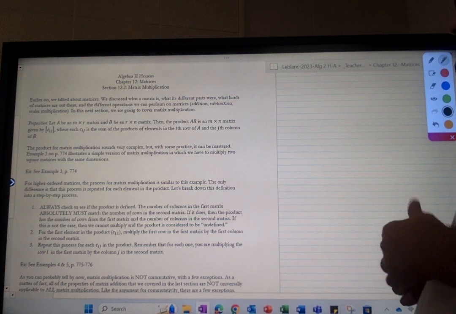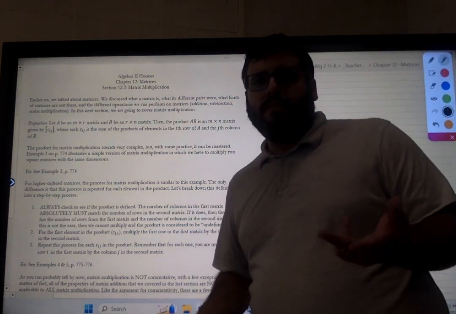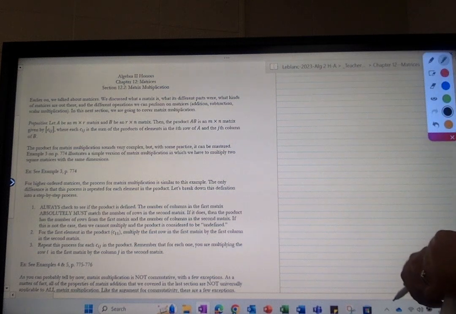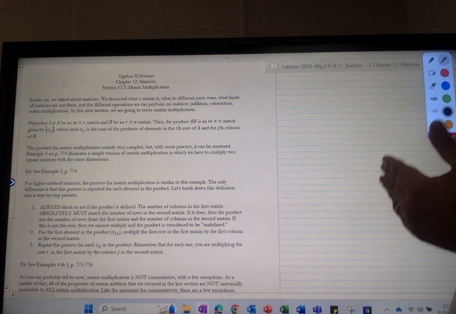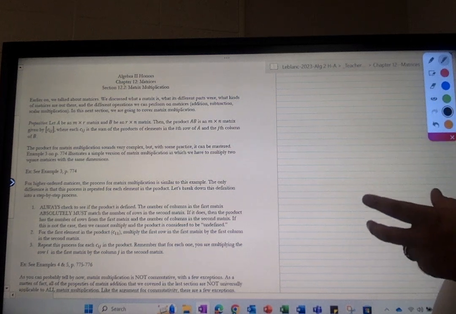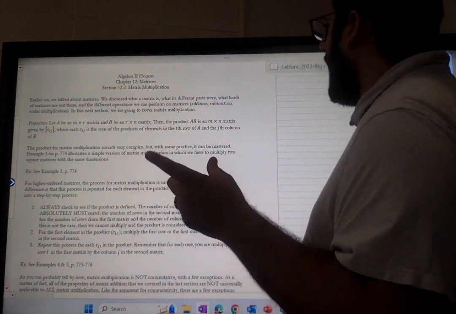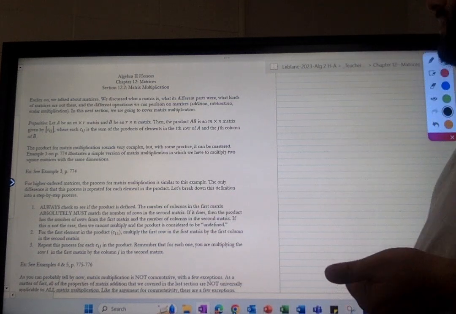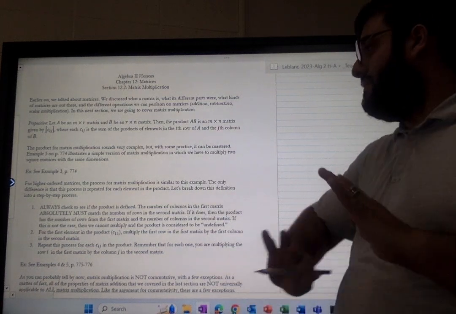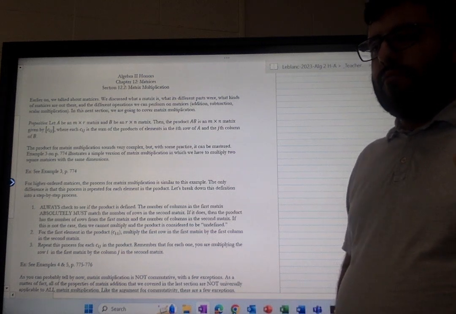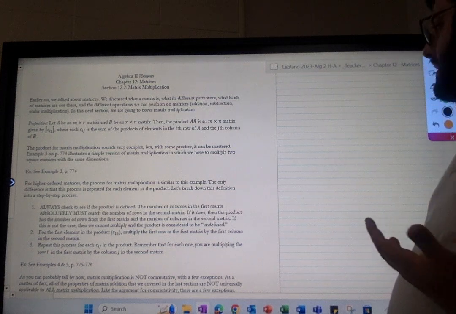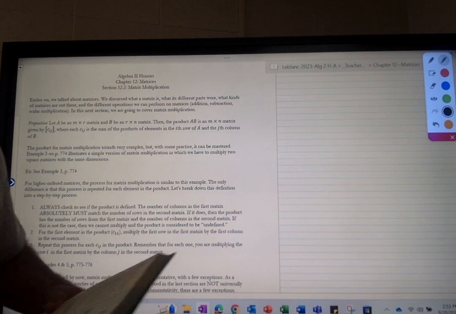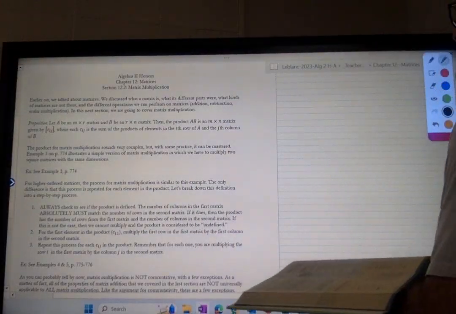Okay, so if we look at this proposition, let A be an M by R matrix and B be an R by N matrix. Essentially what that means is they have different dimensions here. Then the product AB is an M by N matrix given by Cij, where each Cij is the sum of the products of the elements in the ith row of A and the jth column of B. Now again, it sounds very, very complicated, but when we really look at it, it's actually not. So I'm going to illustrate this using an example, and I want you to rely on this illustration to help you understand how matrix multiplication works.